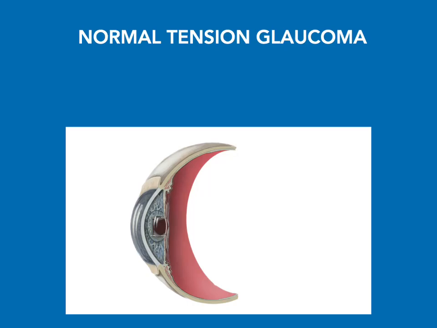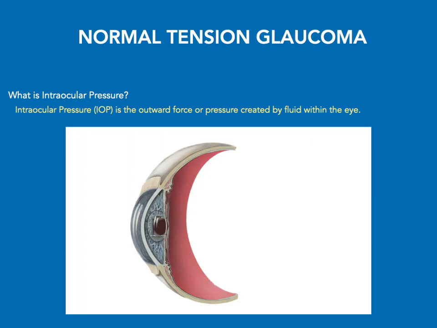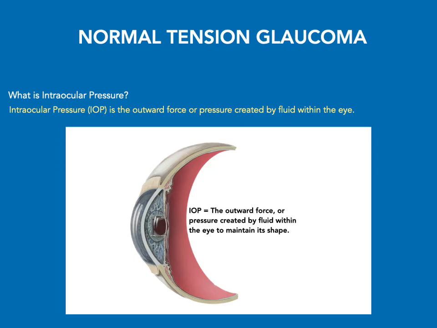Normal tension glaucoma. So what is normal tension glaucoma? Let's take a couple of seconds to briefly discuss intraocular pressure first, which will then give us some foundation to understanding this disease. Intraocular pressure is the pressure created by fluid within the eye. And one of the main functions of intraocular pressure is to maintain the eye's shape by exerting that fluid pressure inside the eye.